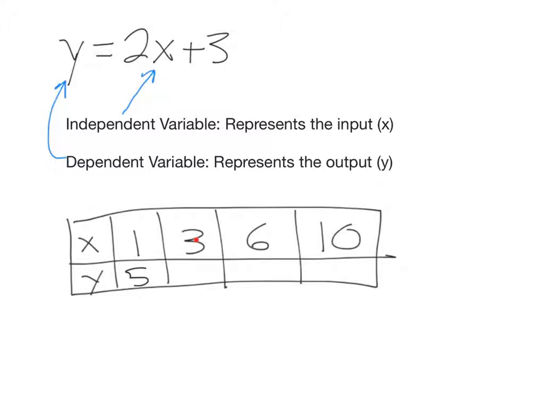If x equals 3, 2 times 3 is 6, plus 3 is 9. So my y value is 9. Y equals 9. Same thing for 6. 2 times 6 is 12, plus 3, that's 15. And same thing with 10. 2 times 10 is 20. 20 plus 3 is 23.